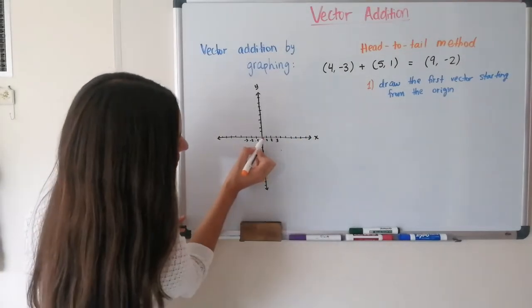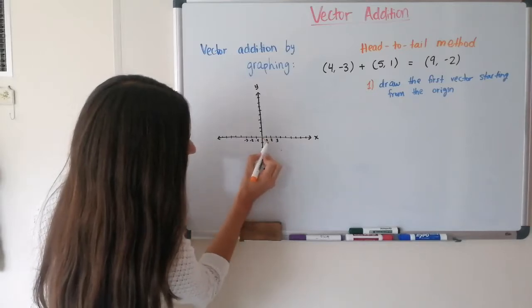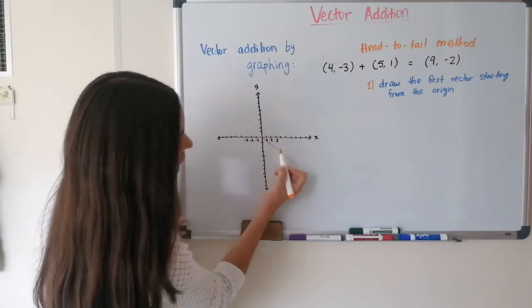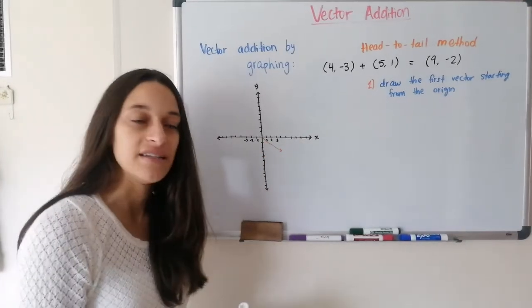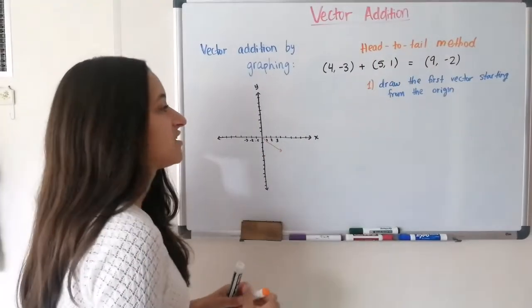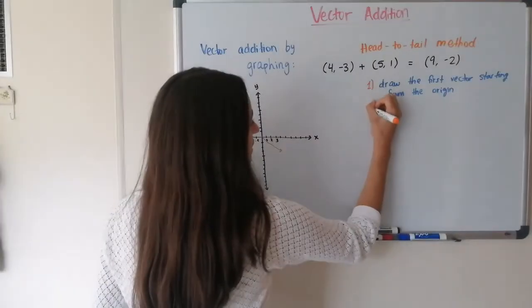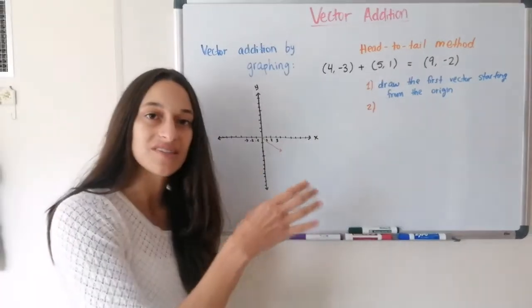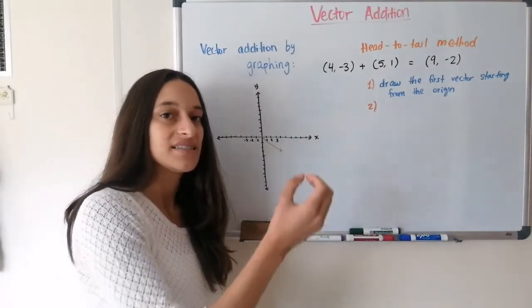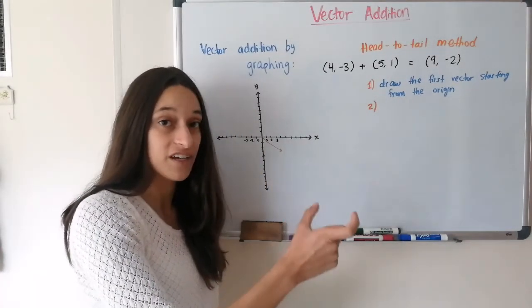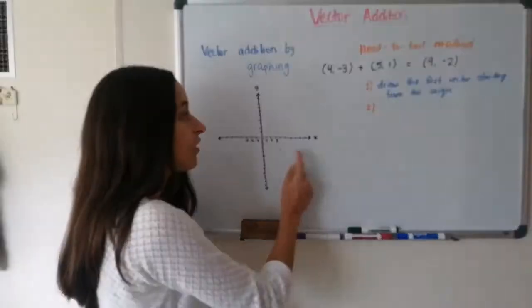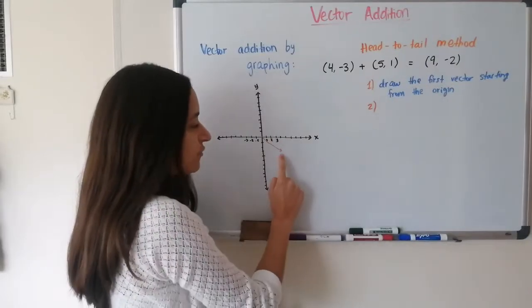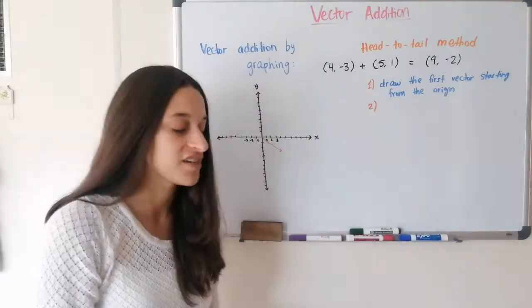So we draw it starting at the origin until our point, and our arrow is at the end, right? The head of the vector is the arrow at the end. Okay, so step 1, done. The second step is why this method is called head to tail method. So we're going to draw the second vector with the tail of the vector starting at the head of the previous vector. So head to tail method.